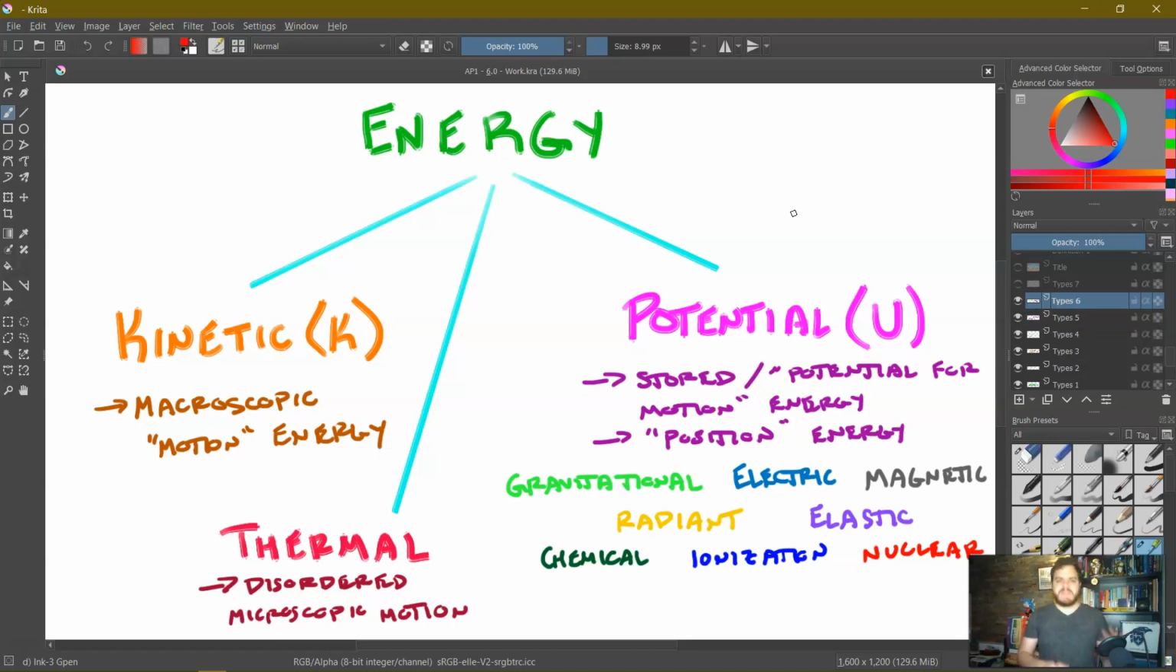You can have gravitational potential energy, electric potential energy, magnetic potential energy, elastic, chemical, radiant, ionization, nuclear, all these different types. And you're familiar with some of these. For instance, chemical potential energy has to do with chemical bonds. Ionization potential energy or ionization energy has to do with the energy between electrons and nuclei, etc. But for this course, for physics, we're only going to be focusing on a couple of specific types.